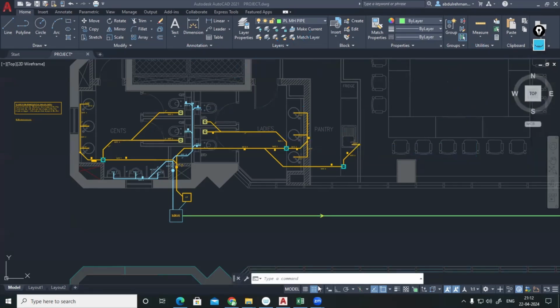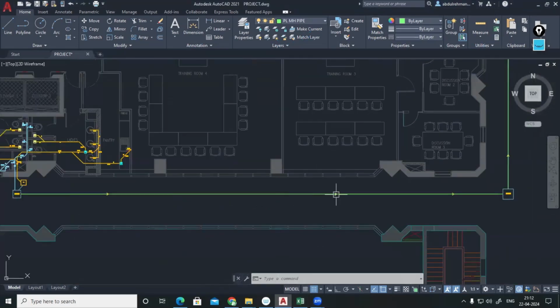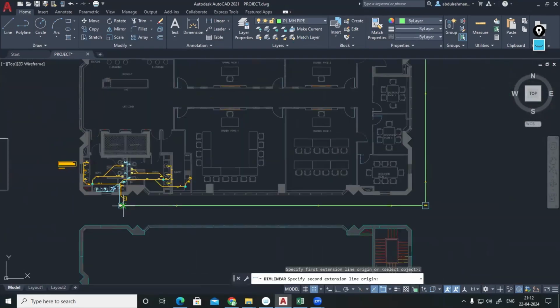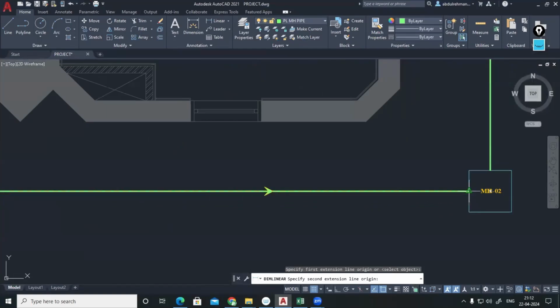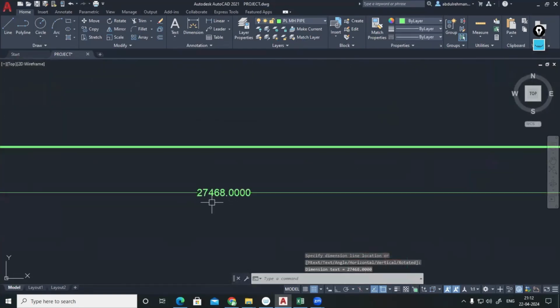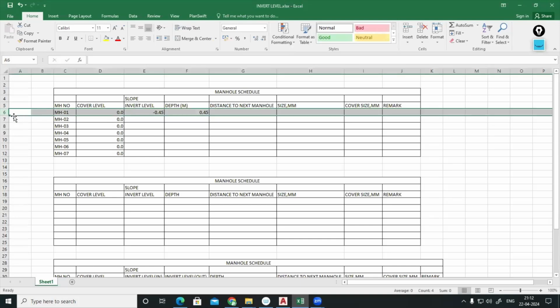Okay. But what slope should I consider from this point to this point? Outlet to inlet, you have to consider the length. When I take the length from the outlet of this manhole to the inlet of this manhole, I am getting how many meters? 27.46 meters. That's why we can find manhole number 1, the distance to the next manhole: 27.46.